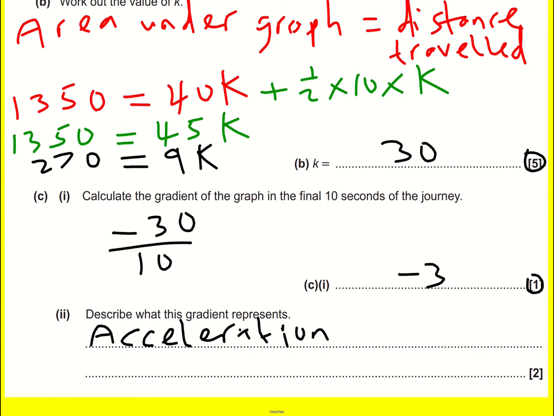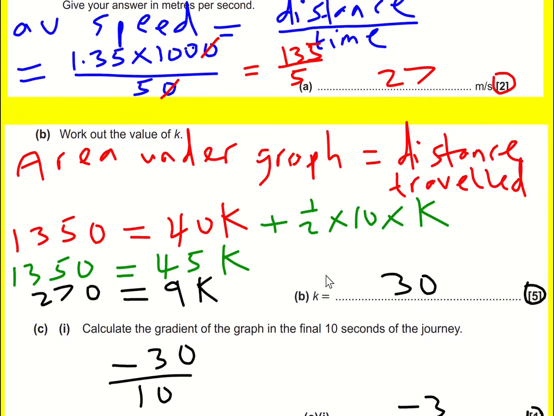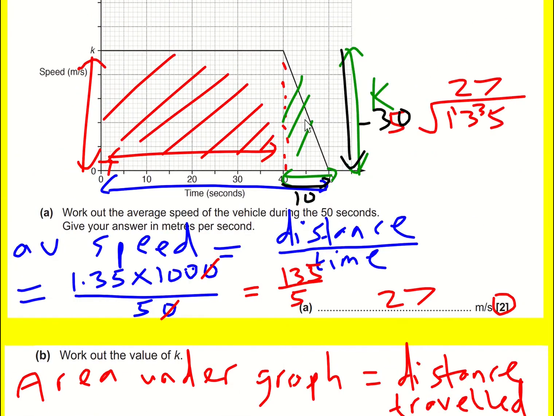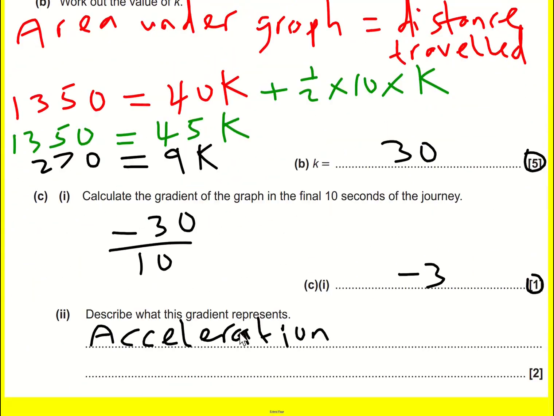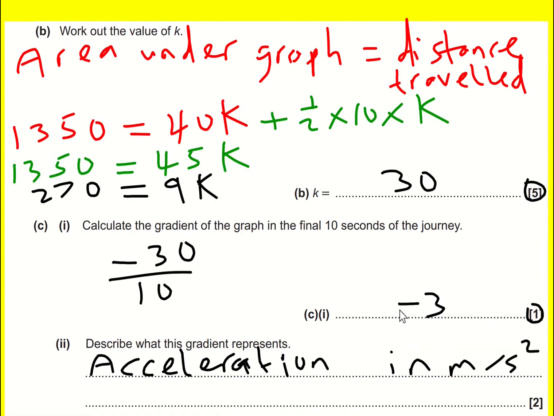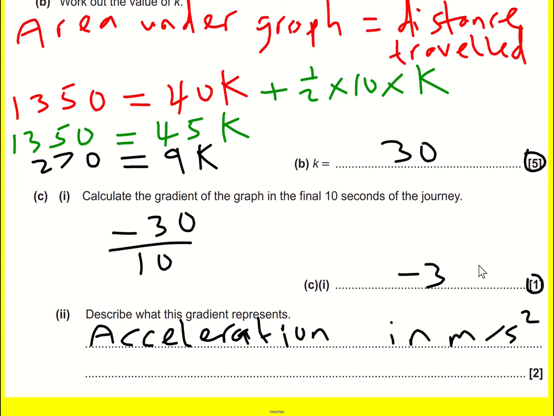Now, the mark scheme allows acceleration, but it actually wants you to write deceleration. But I don't like that because I would say it's an acceleration of -3 meters per second squared. I would say it's a deceleration of 3. So if you're saying a deceleration, that measures how fast you are slowing down. But because we've got the negative here, I think it should be an acceleration. It's a minor point. You get away with either. But later on, like in A-level, you would always say that it was a deceleration of 3 meters per second squared and acceleration of -3 meters per second squared.